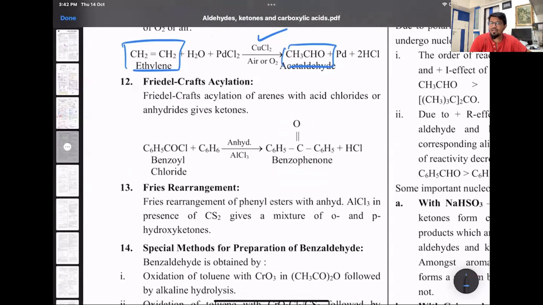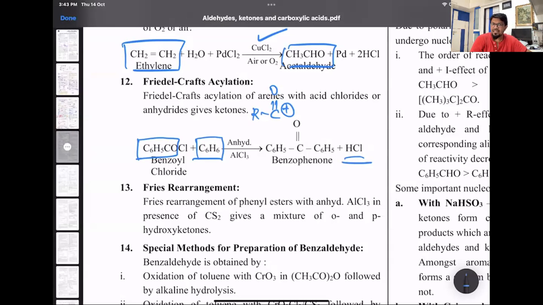Friedel-Crafts acylation, which we have done in hydrocarbons: you'll be able to convert benzoyl chloride to benzophenone on reacting with benzene in presence of anhydrous AlCl3. It's an example of an electrophilic substitution reaction, and the electrophile is the acylium ion. Acylium ion is C double bond O with a positive charge. That's what I call an acylium ion. So you will have C6H5CO and another C6H5 coming there, and along with that, you'll have removal of HCl.